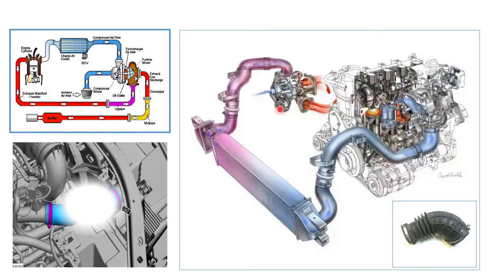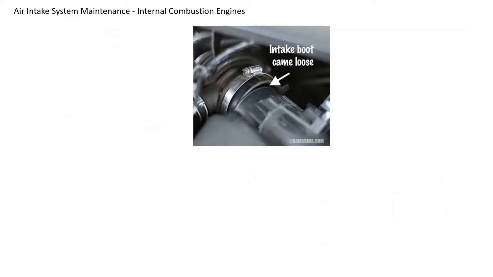Then comes the joints, hoses and clamps. Here they have shown particularly one hose. So there will be maybe 4, 5, 6 hoses like this. So it is very essential to monitor these hoses and clamps at regular intervals. What happens? If these clamps are loose, unfiltered air will go inside the engine. If the clamps of the hoses before the turbocharger are loose, the unfiltered air will go inside the engine.